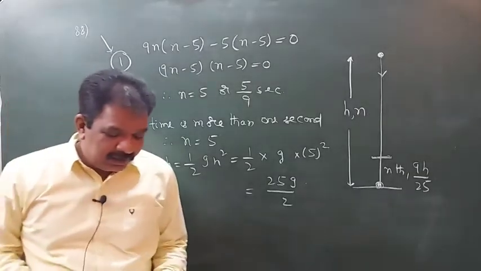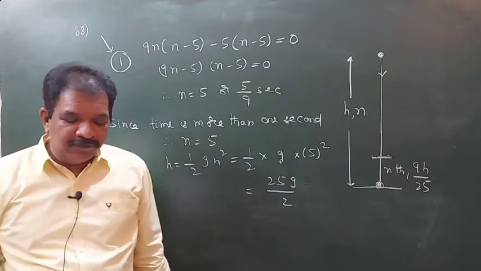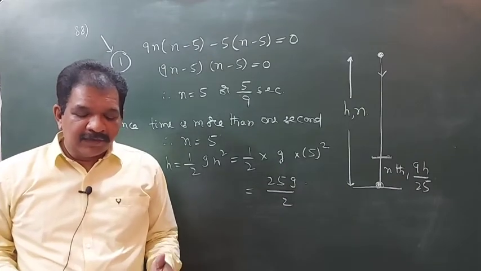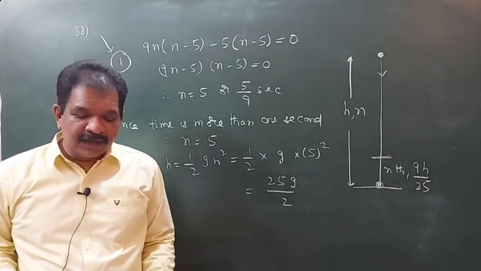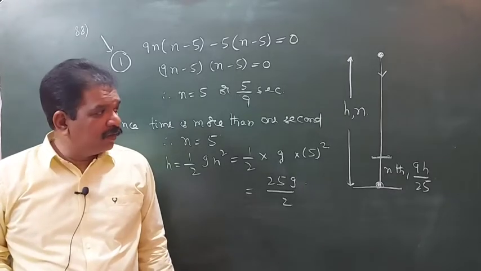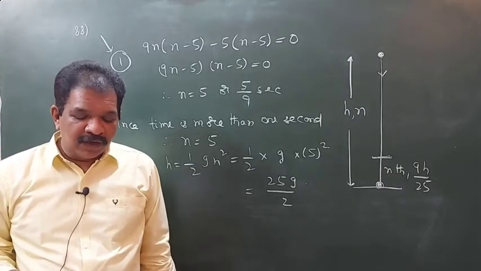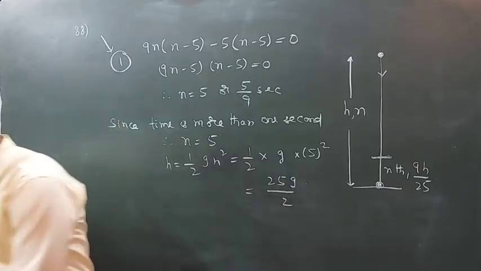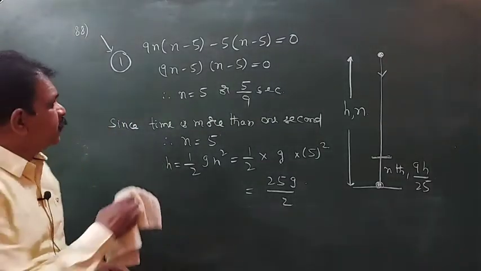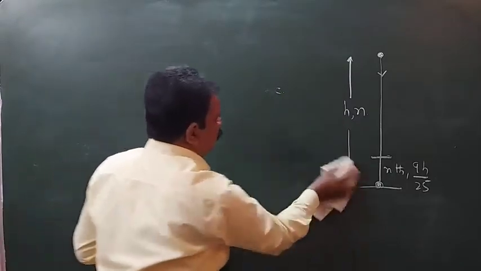Clear? 89. A body falls freely from rest. It covers as much distance in the last second of its motion as covered in the first 3 seconds. The body has fallen for a time of? Okay? So, simple only. 89.